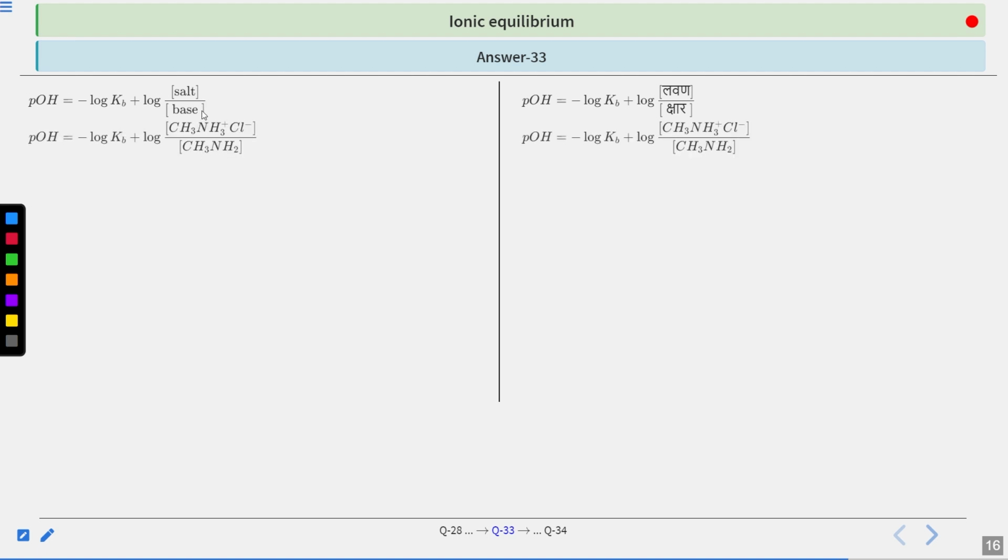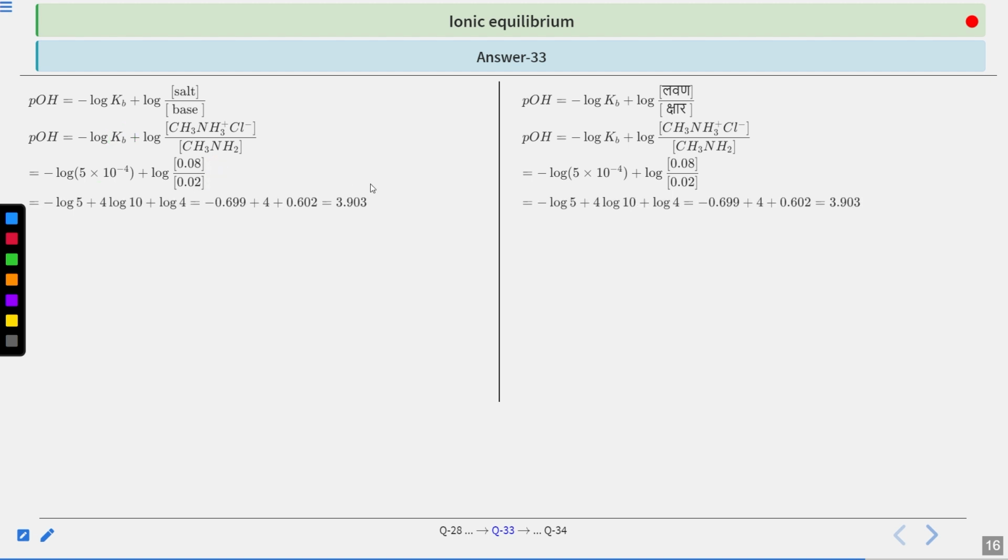Now we have the salt as CH3NH3+Cl- and the base as methylamine. Now putting the value of Kb, which is 5 into 10 to the power minus 4, it is given, and the concentration of salt, which is 0.08, divided by the concentration of methylamine, which is 0.02. If you put all the values, you will get your pOH as 3.90. Very simple. 0.08 by 0.02 will be log 4.